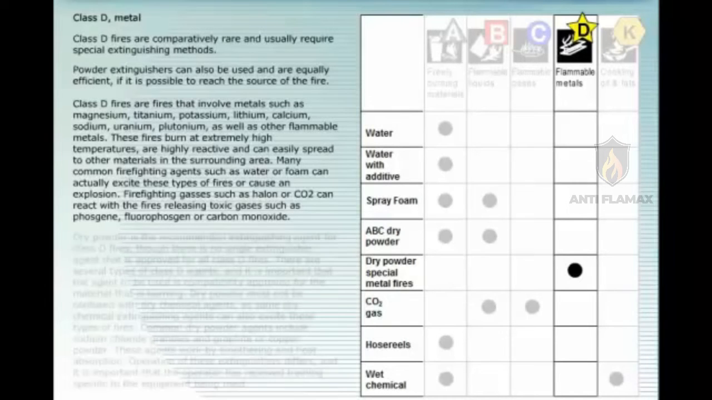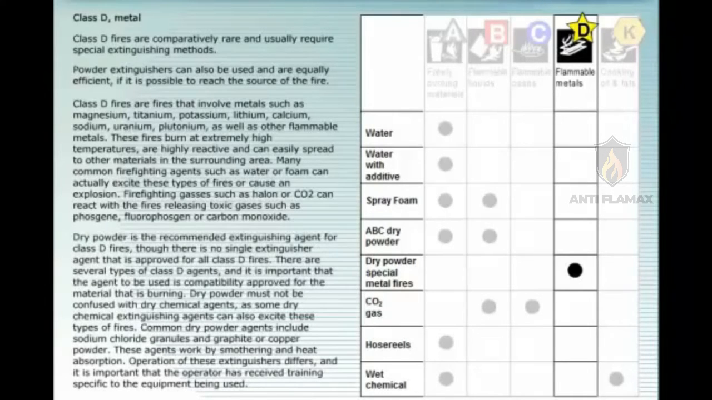There are several types of Class D agents, and it is important that the agent to be used is compatibility approved for the material that is burning. Dry powder must not be confused with dry chemical agents, as some dry chemical extinguishing agents can also excite these types of fires. Common dry powder agents include sodium chloride granules and graphite or copper powder. These agents work by smothering and heat absorption. Operation of these extinguishers differs, and it is important that the operator has received training specific to the equipment being used.